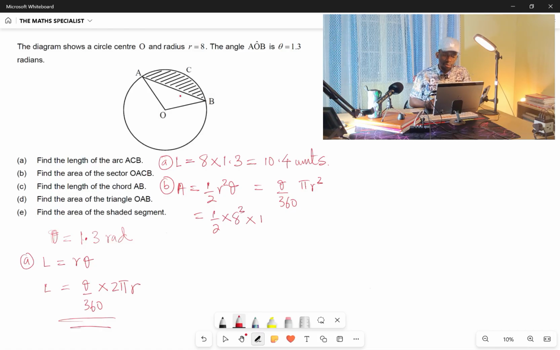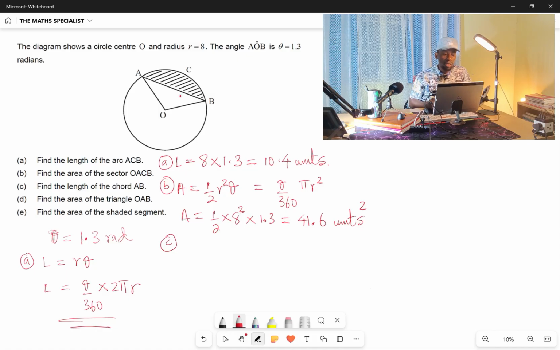So a half times r, which is the radius, r squared, so 8 squared, times theta, which is 1.3. We plug this into our calculator, 8 squared times 1.3 times that half, and finally we get 41.6. Since this is an area and we don't have the given measurements, we say it's square units. So that is the area of the sector.